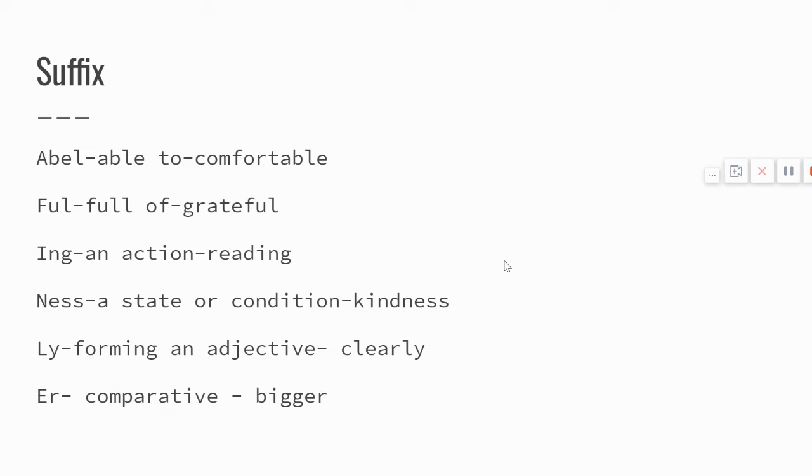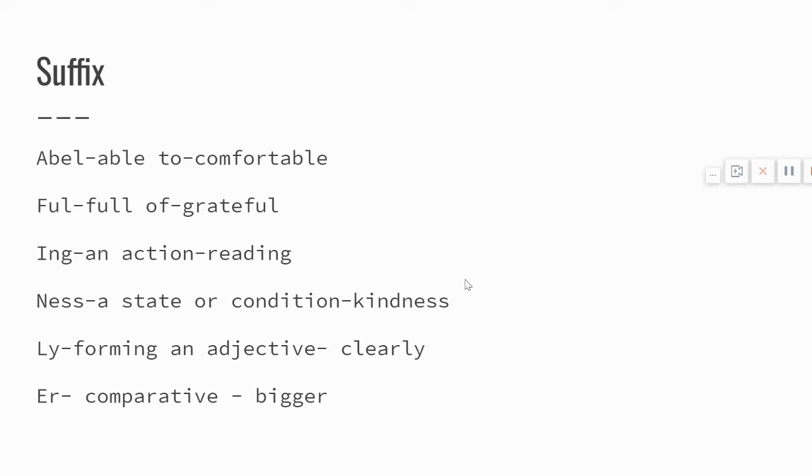The next one is ing. I-N-G, which means action, like reading. And ness is a state or condition. So kindness is like you're in a state of kindness. And so this one is really fun. Okay, now for the next one, Radical Reader.